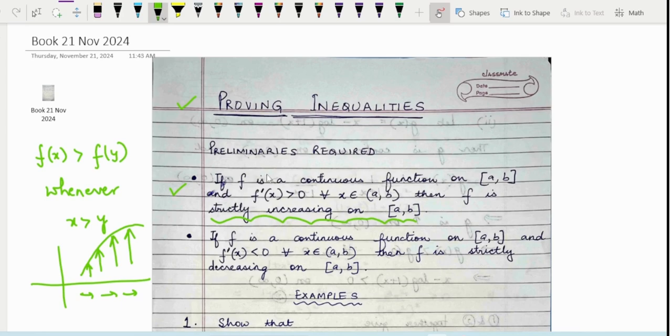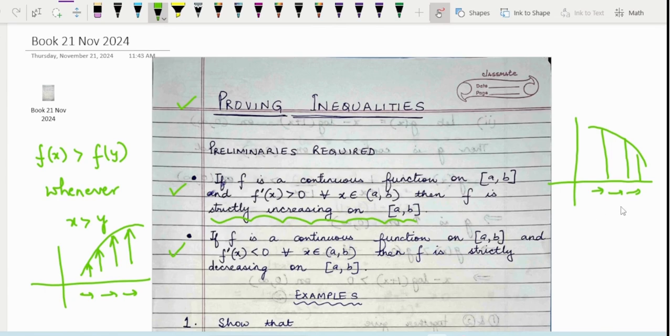If the derivative is strictly positive, the function is strictly increasing. If the derivative is non-negative, that means if you allow equality also here, then the function is monotonically increasing. This we already know from our preliminary concepts of calculus. Similarly, the other way around is also true. If you have a function which is continuous and its derivative is negative on the domain, then the function is strictly decreasing. So it's going to be looking somewhat like this. As you keep on increasing x, the height is going to keep on decreasing.